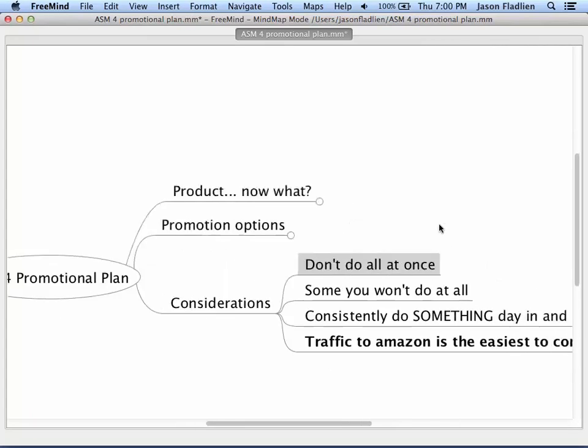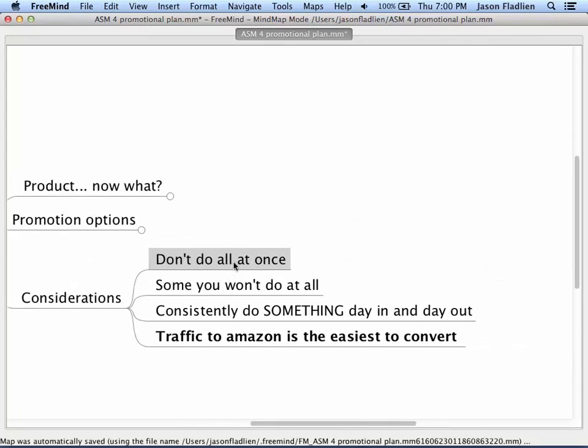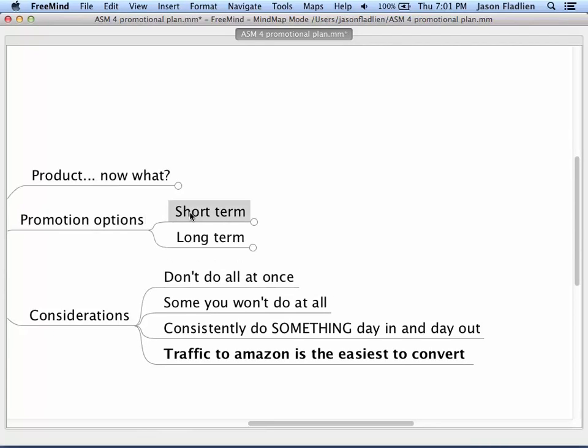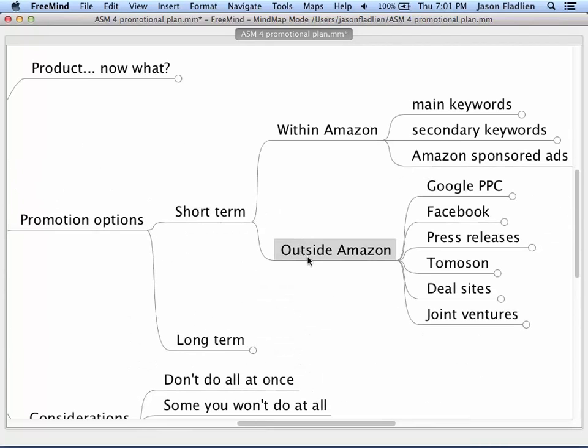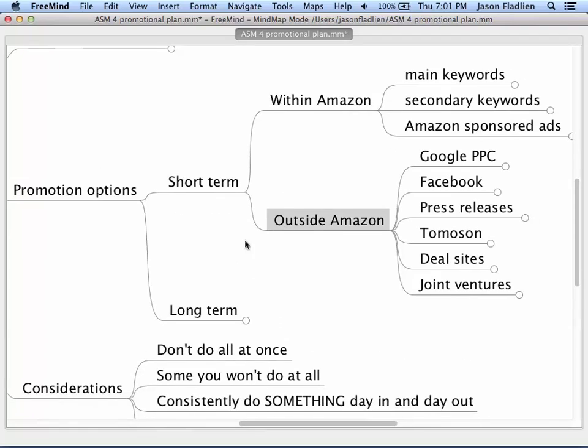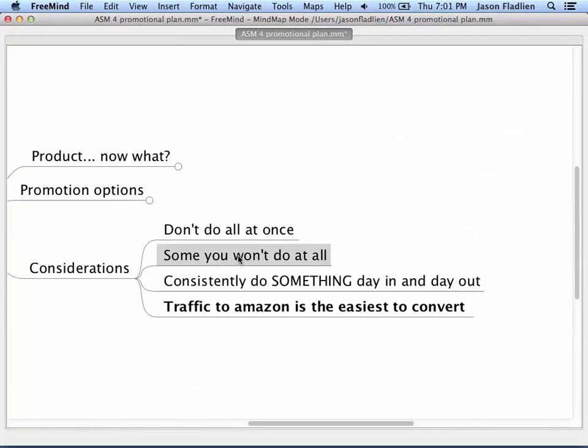Now here's the consideration. I've given you many options. Do not do them all at once. That's silly. That's stupid, and that's almost guaranteed failure, okay? Pick and choose which ones make the most sense to consider doing and implementing in the short term, okay? Also, some you will never do, okay?